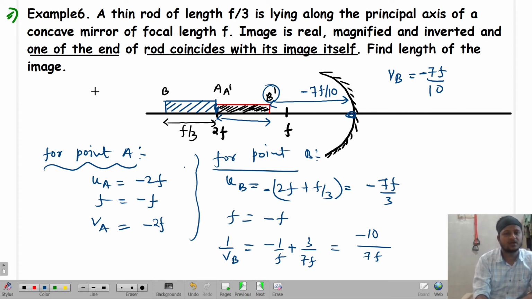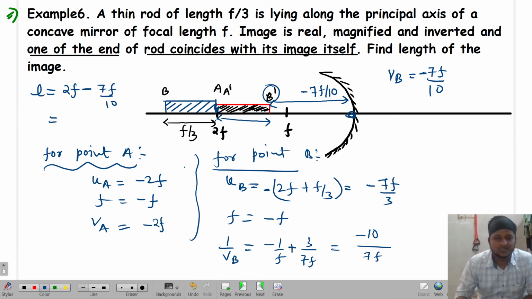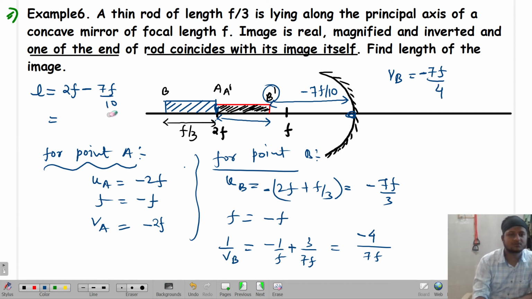Now can you calculate the length of the image? It is going to be 2f minus 7f by 10. That is 20 minus 7... my calculation is getting messed up. Okay, so this is equal to minus 7f by 4, so 4 times 2 minus 7, the length is equal to f by 4.